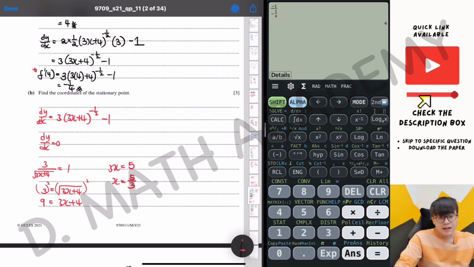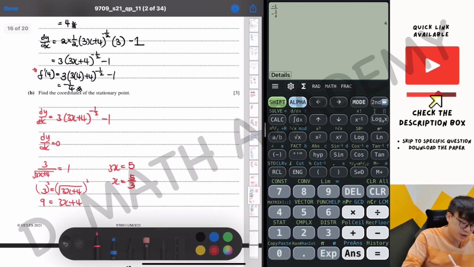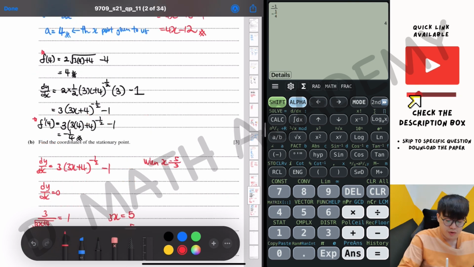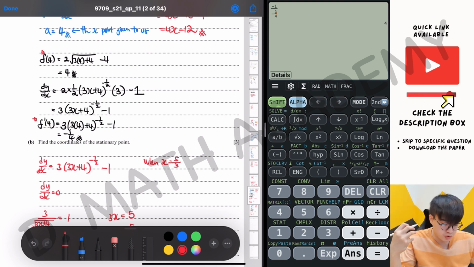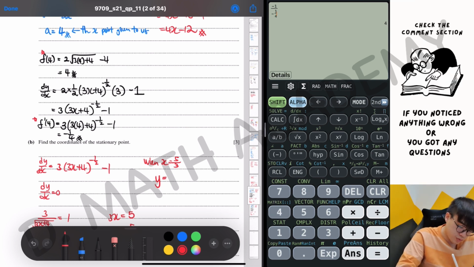But like I said, they were referring to the coordinates, so you still have to find out the value of your y. So you have to substitute your x equals 5 over 3 into the equation. So your y will be 2 square root 3 times 5 over 3 minus a plus 4 minus 5 over 3.